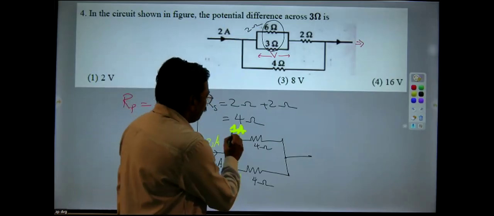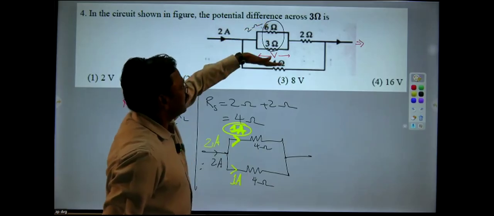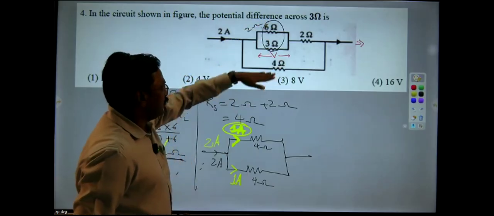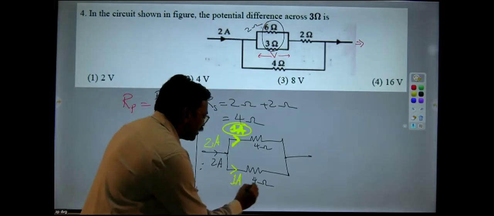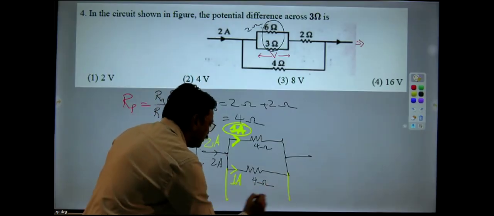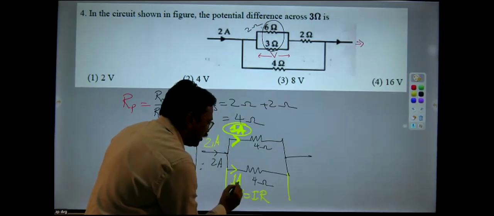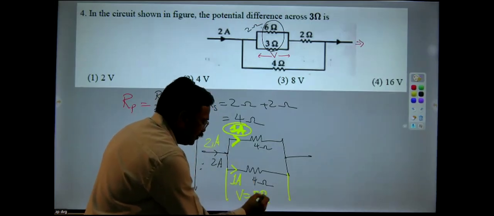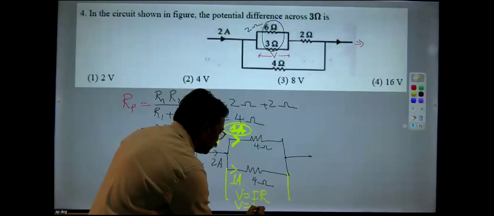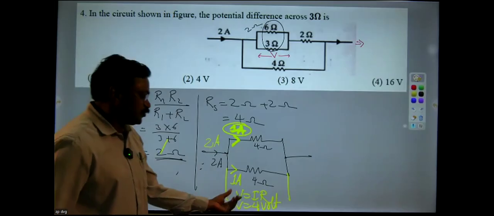Okay, so anyway, what we have understood is this: current ಇಲ್ಲಿ ಎಷ್ಟು flow ಆಗುತ್ತೆ 1 ampere, ಇಲ್ಲಿ ಎಷ್ಟು flow ಆಗುತ್ತೆ, current will be equal to 1 ampere. ಈ 1 ampere current flow ಆಗೋದ್ರಿಂದ what is the voltage across this 4 ohm? Let's calculate. V is equal to I into R. See, I is equal to 1 ampere, R is equal to 4 ohm. So voltage comes out to be equal to 4 volt.